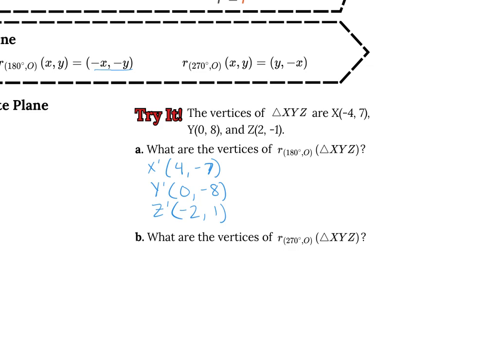All right, B, we're rotating 270 degrees. So X prime. All right, so if we're rotating 270 degrees, we're flipping the position and making the X negative. So this would be 7 and +4. Be 8 and 0. And -1, -2.